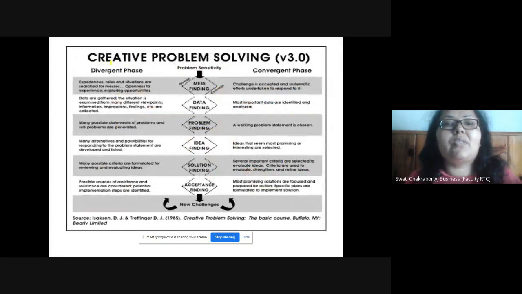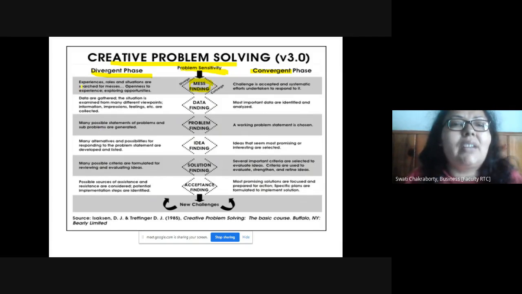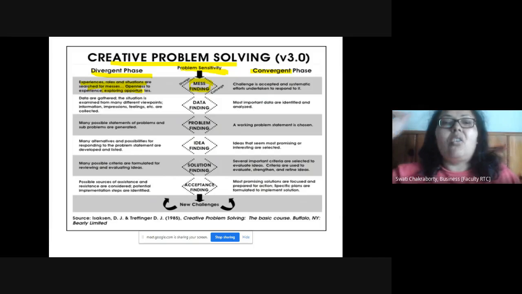Creative problem solving. Okay, so creative problem solving can be done either in a divergent phase, where you take a lot of information, or convergent, where you focus on the main areas. First is problem sensitivity. So you need to find your problem. You have to find out what it is. Experiences, roles, and situations are searched for the problem, right? It's looking into all possible opportunities or solutions or problems.